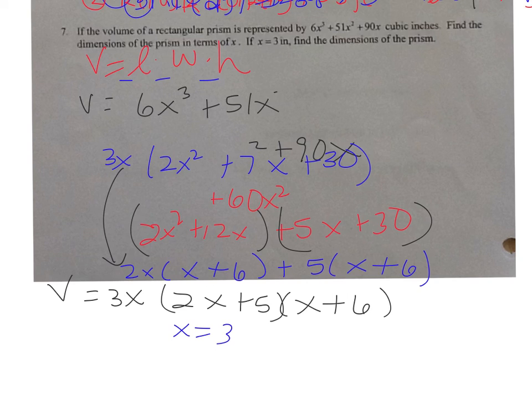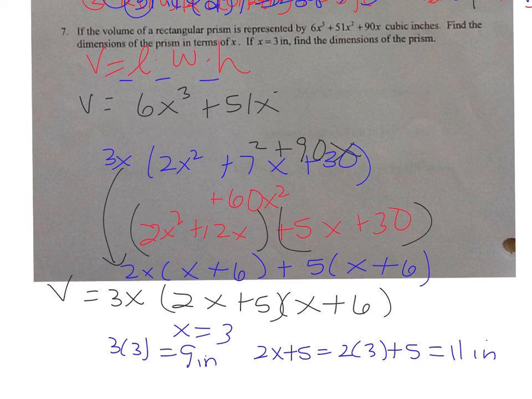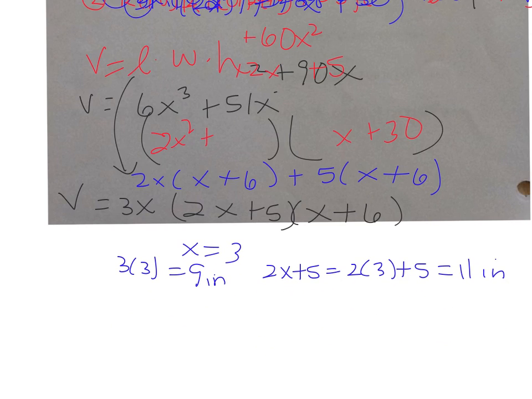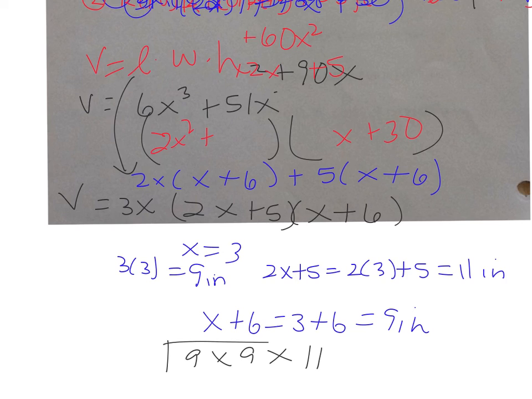I have 3x, so it's going to be 3 times 3 is 9 inches. I have 2x plus 5, which is 2 times 3 plus 5, which is 6 plus 5, is 11 inches. And I just have to find the last one. I have x plus 6, which is 3 plus 6, and that's equal to 9 inches. So the dimensions of the rectangular prism are 9 by 9 by 11.